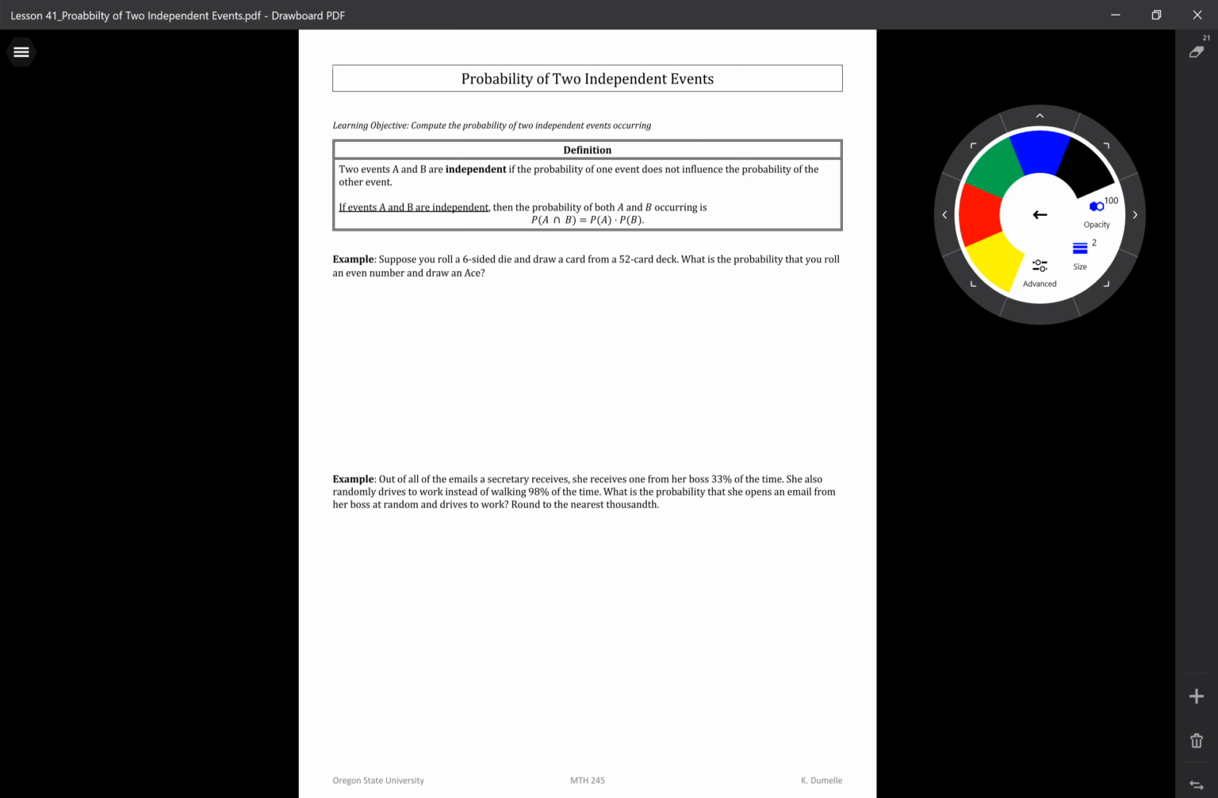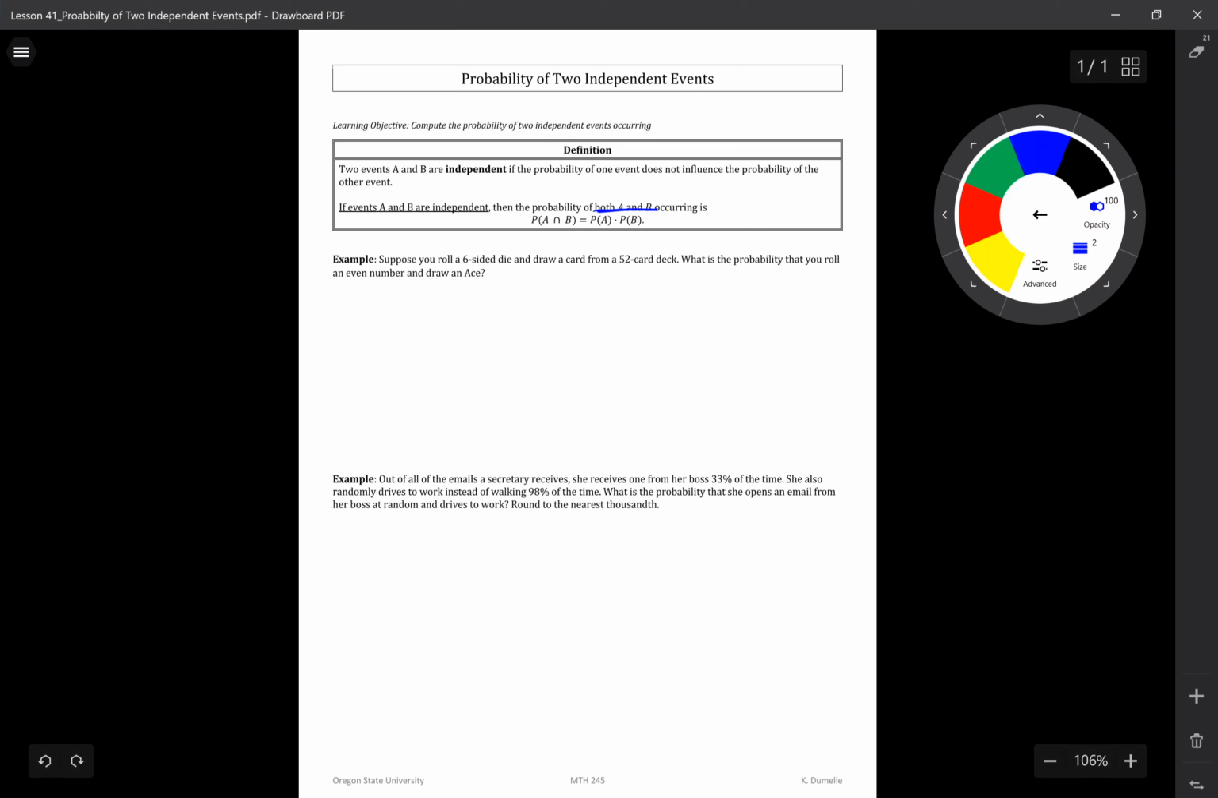So we say that two events, A and B, are independent if the probability of one event does not influence the probability of the other event. They do not affect each other at all. If A and B are independent, then the probability of both A and B occurring, this is the probability of A intersect B, is the two probabilities of each one of them multiplied together.